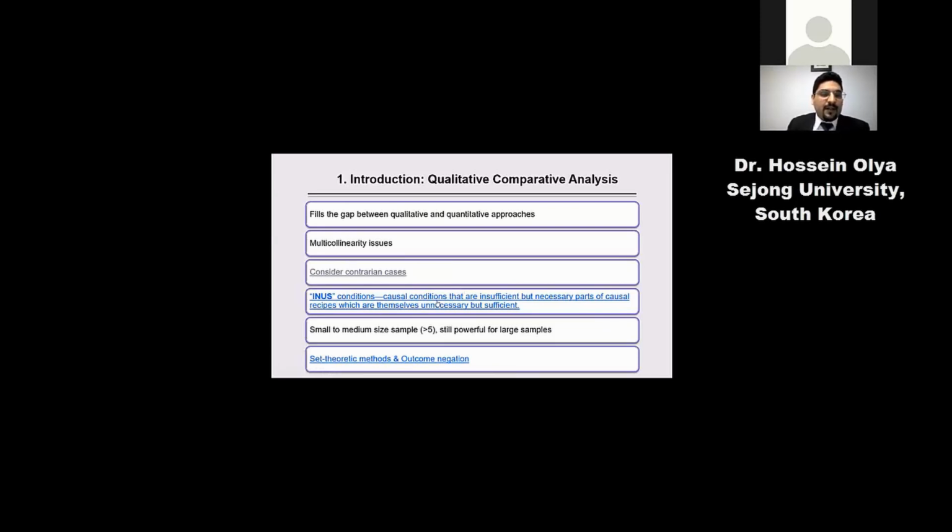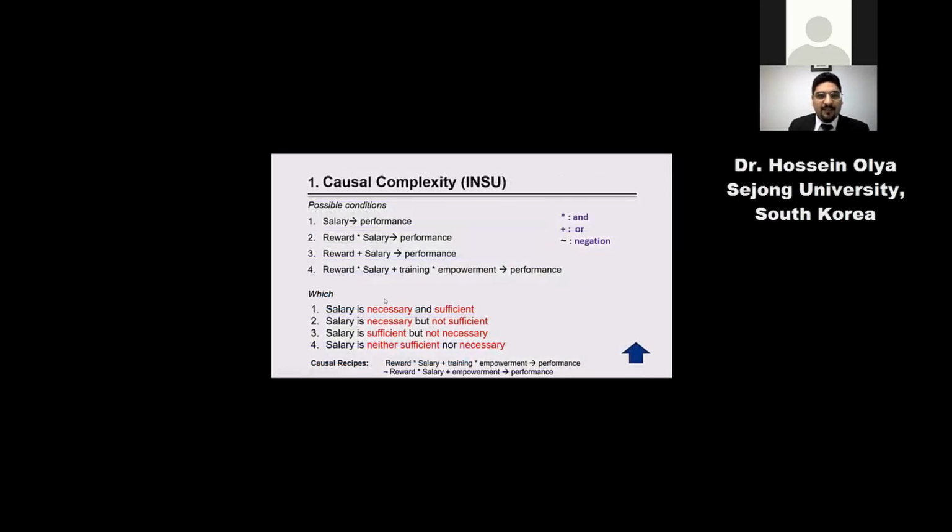The most important function of this method is INUS conditions. What are INUS conditions? I'm going to explain more in this slide. INUS conditions talk about necessary and sufficient conditions, necessary and insufficient conditions, not necessary conditions, and sufficient conditions. All are different. Maybe these terms are new to you. I'm going to take a tangible example that you frequently see in many papers.